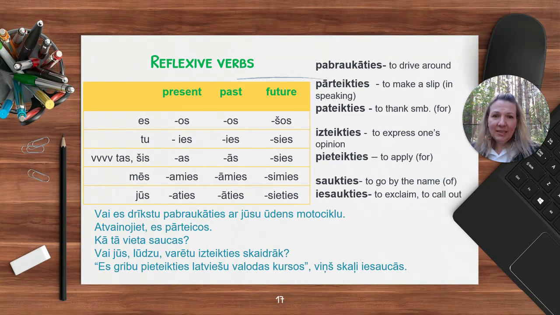And last example, es gribu, one of the last ones, yeah? Es gribu pieteikties latviešu valodas kursos, viņš skaļi iesaucās. So basically, es gribu pieteikties latviešu valodas kursos, viņš skaļi iesaucās. Es pateicos par garšīgajām pusdienām. Yeah, pateikties. So I thank you for the very tasty lunch.